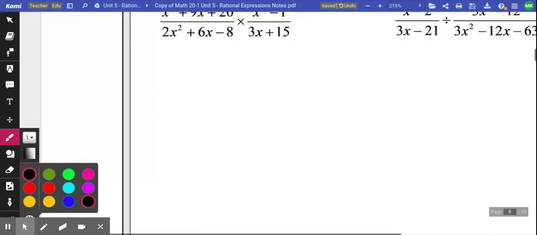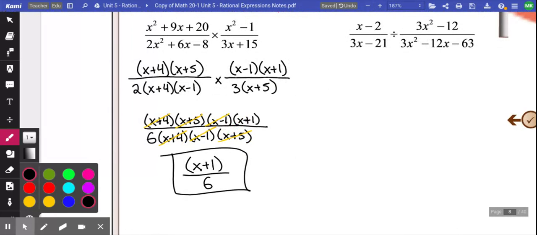Gorgeous. Hopefully you got it. If you didn't, my guess is the factoring, right? That's probably where you went wrong, probably where you spent a lot of time. So get good at that factoring.